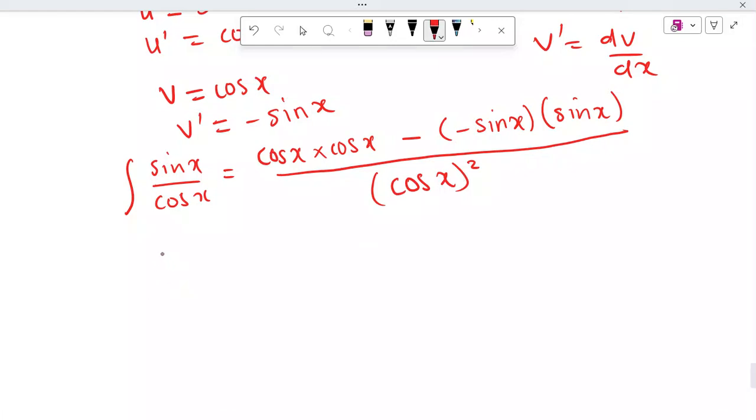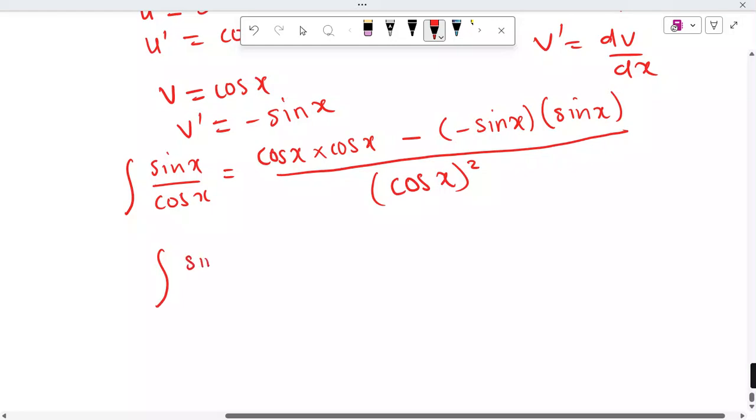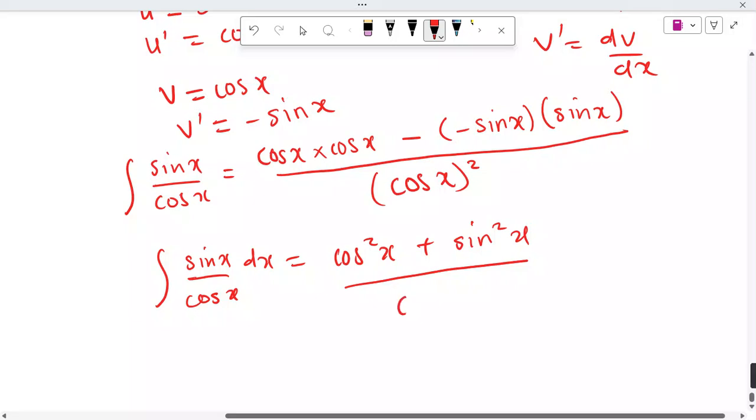So the quotient rule. So d sine over dx is equal to, sine multiplied by cosine multiplied by cosine, it will be cos squared x. Negative by negative, it will be plus. Sine by sine, sine squared x over cos squared x.